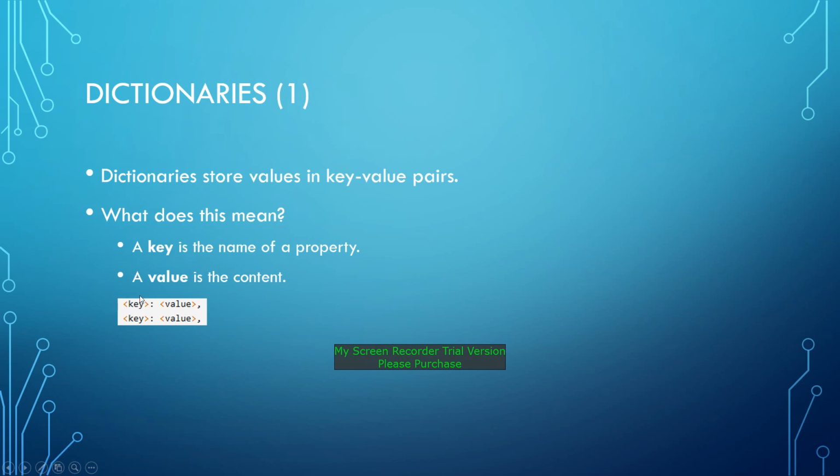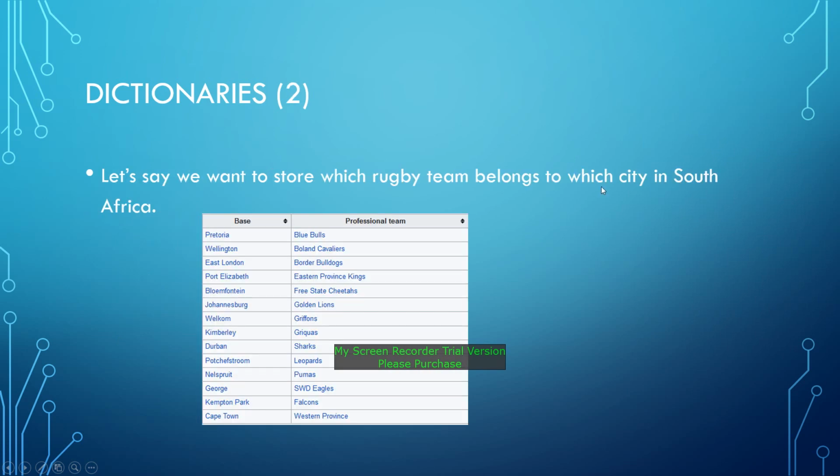We have a nice example now where we're going to list all the rugby teams for all the cities in South Africa. So then we can make this the key. The key will be the city, and the value will be what team plays for that city. Okay, so if we want to store each rugby team that belongs to each city. Okay, so here is our cities and our rugby teams playing for each city.